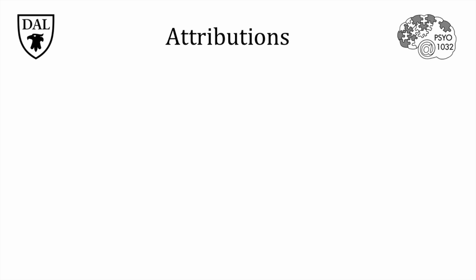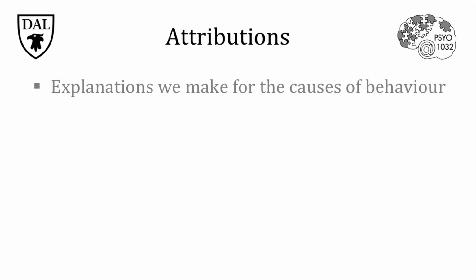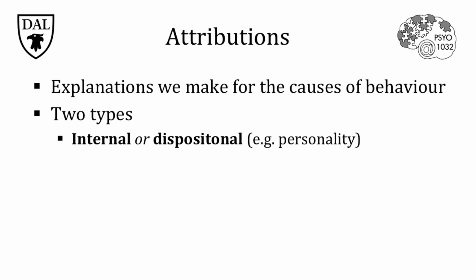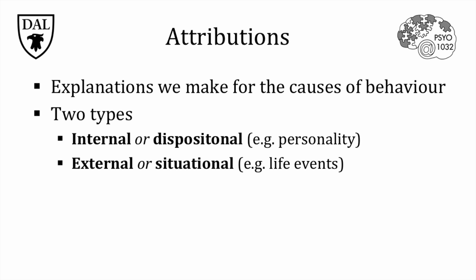So what are attributions? Quite simply, they are explanations we make for causes of behavior. They're also sometimes called causal inferences. Basically, they can come in two different types. We can explain the causes of behavior based upon internal or dispositional factors, for instance, somebody's personality, or we can explain behavior using external or situational attributions. For instance, we might consider whatever life events may have been happening at the time. So let's look at an example.